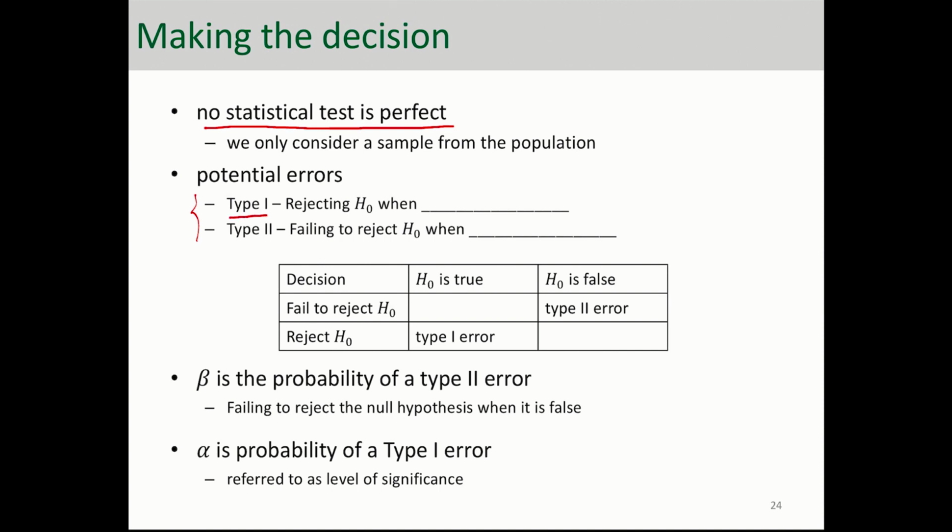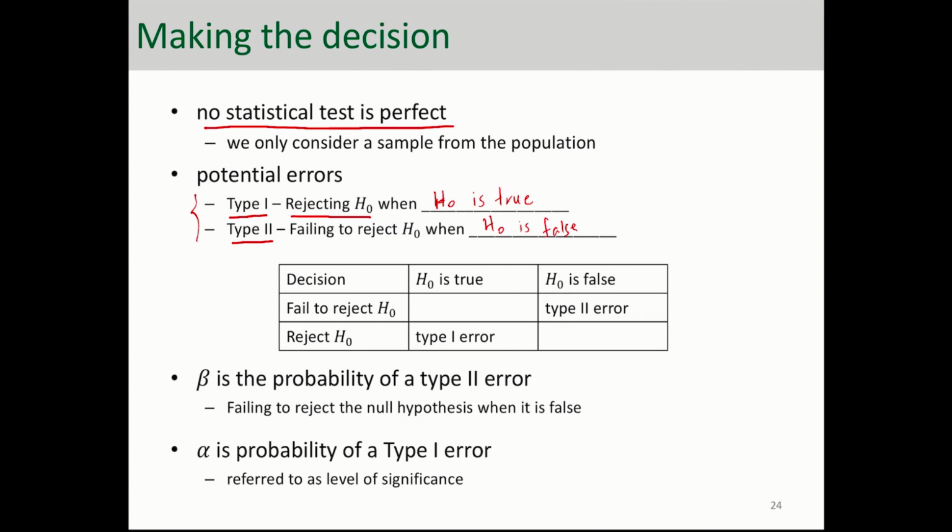We call them type 1 error and type 2 error. The type 1 error is when you reject the null hypothesis, but the null hypothesis was not wrong. The null hypothesis is true, but you rejected it in your test. So that's a type 1 error. Type 2 error is failing to reject H0 when H0 is false. So that is another type of error. The goal is to minimize these two types of errors as much as possible.